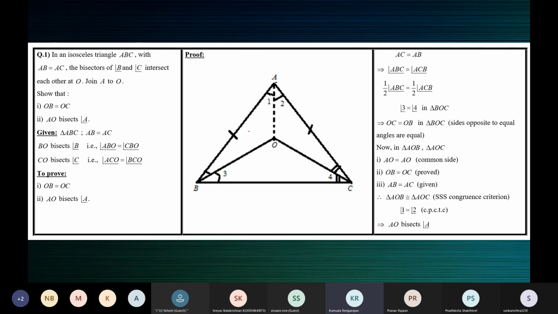You're sure you understood? When you show that these two triangles are congruent to each other, angle 1 of this triangle will be equal to angle 2 of this triangle by CPCTC. So if these two angles are equal, it means AO bisects angle A. AO divides angle A into two equal halves. That's why 1 and 2 are equal.